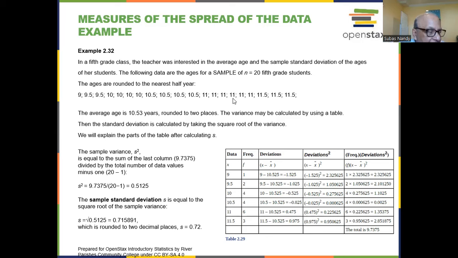So I press the stat button, then highlight calc on the top row, then number one, one-var stats, my list is L1. I go to calculate and hit enter. Okay. My sample mean is 10.525. My sample standard deviation is 0.716.